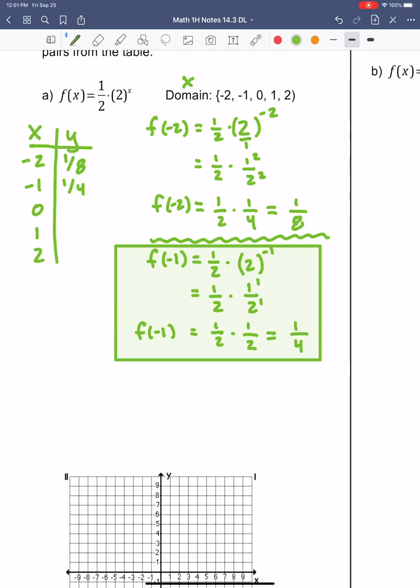All right, next I'm going to find f of 0. So we're going to do f of 0, so that means I'm going to plug in 0 here. So I get 1/2 times 2 to the 0 power. Well, remember we said that anything to the 0 power is 1, so that's going to turn into 1/2 times 1, which is just 1/2. Okay, and so once again, that's because anything to the 0 power is 1. Okay, so I just replace that with a 1 and I'm good to go. Okay, and then we move to the last couple here.